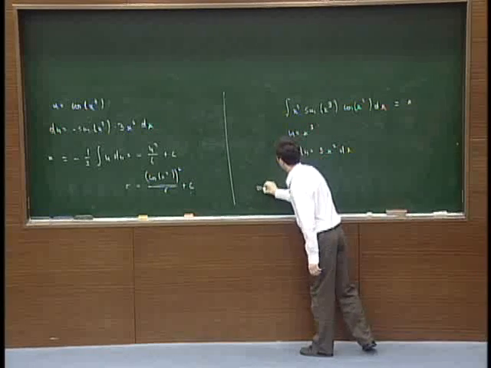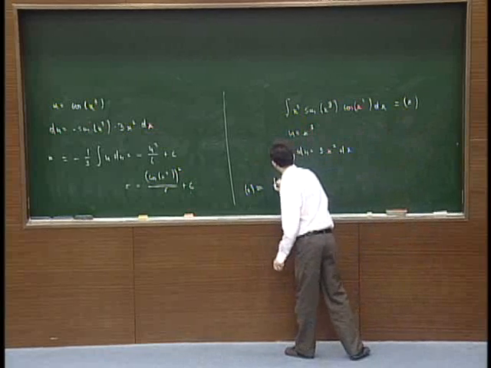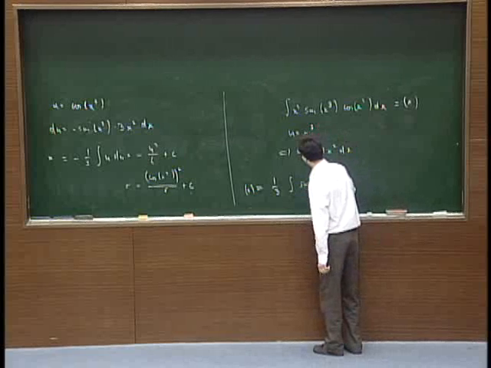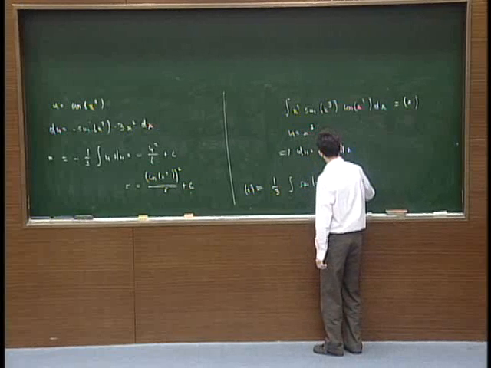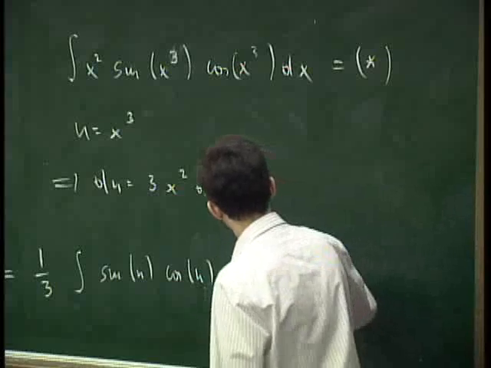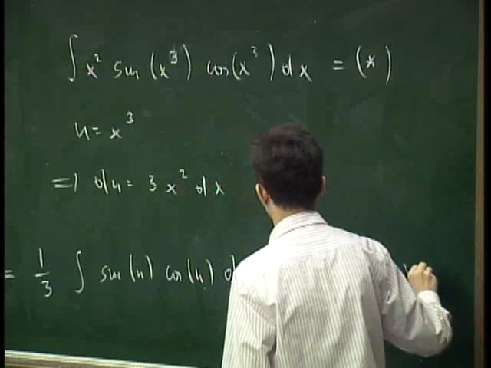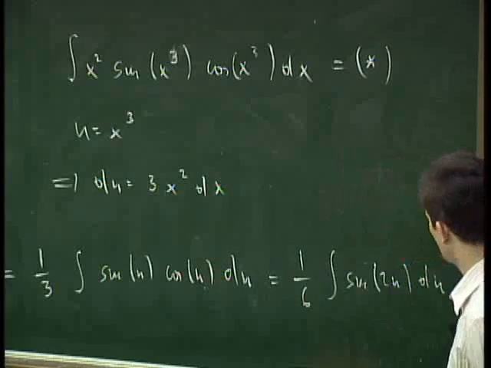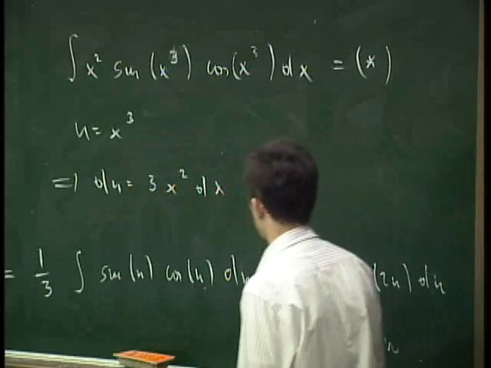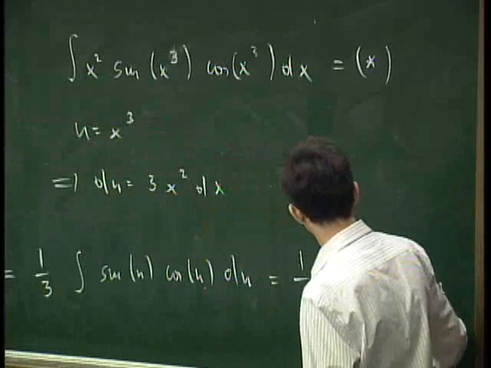Now, our integral becomes 1 over 3, the integral, and you have here sine of u, cosine of u, du. Okay, and you can rewrite this as 1 over 6, the integral, and then you have sine 2u du. Okay, now you can do another substitution. And then you plug in everything and you get the final result.